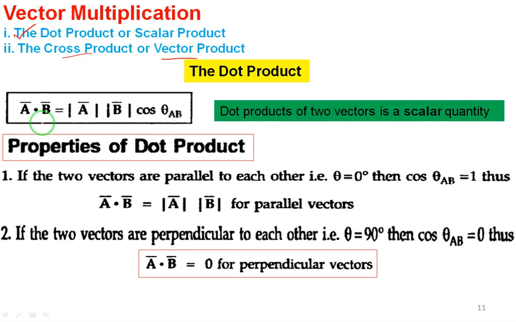Then how to define it? The dot product of two vectors is defined as the multiplication of the magnitudes of the two vectors, vector A and vector B, and the cosine of the angle between them. This is the definition. Just by looking at the mathematical equation we can define it.